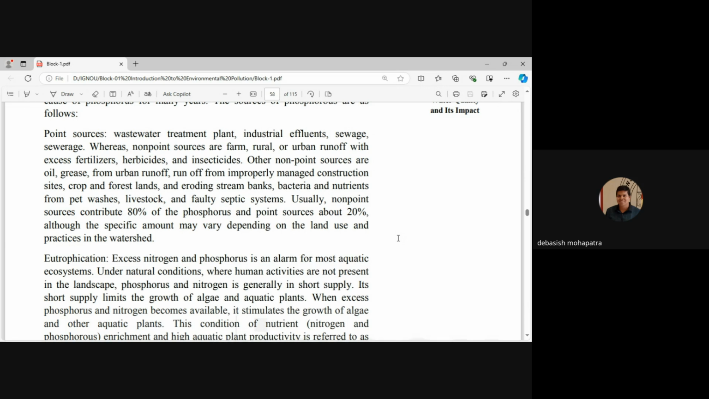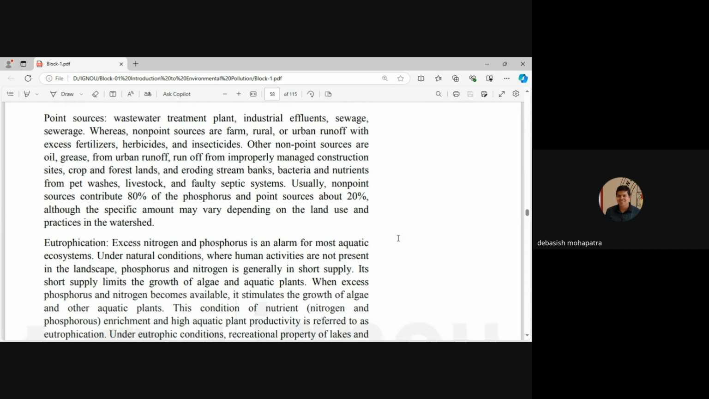Okay. Other non-point sources are oil and grease from urban runoffs, improperly managed construction sites, crops and forest lands, eroding stream banks, and bacteria and nutrients from pet wastes, livestock and faulty septic systems. Usually non-point sources contribute 80% of the phosphorus and point sources about 20%.